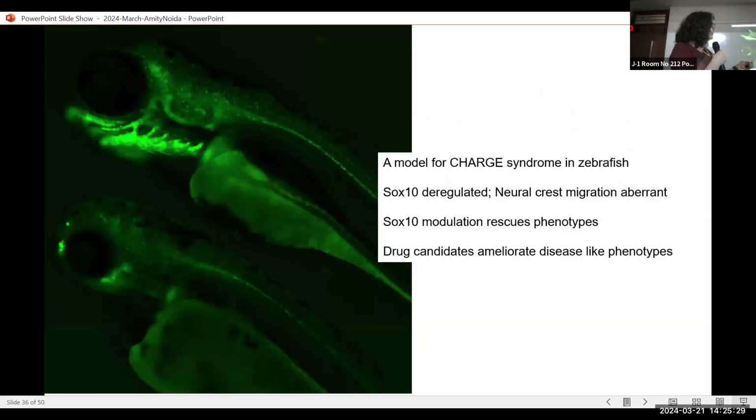Basically, we created a model for CHARGE in zebrafish, and I skipped some part of it, and we used compounds to rescue these phenotypes. Right. So this is an example of what you can do, and this is any kind of disease that you want to pick. You can use the same approach, and we do that for various different neurodevelopmental disorders.